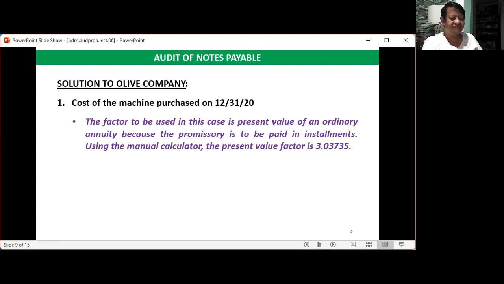Just compare this present value factor to the previous problem. The present value factor in the previous problem that we used is less than 1, because the future value is given. In this case, the future value is not given. What is given is the installment payment of 60,000 per year. That is why the present value factor must be greater than 1. So in this case, as we computed, it is 3.03735.